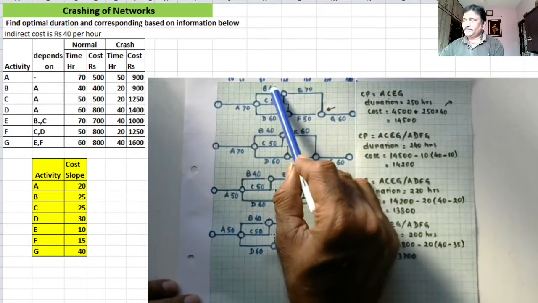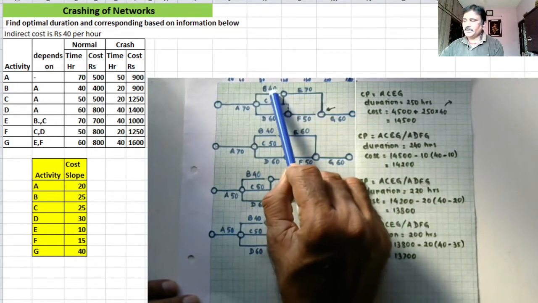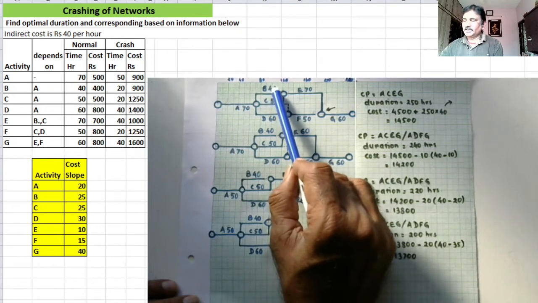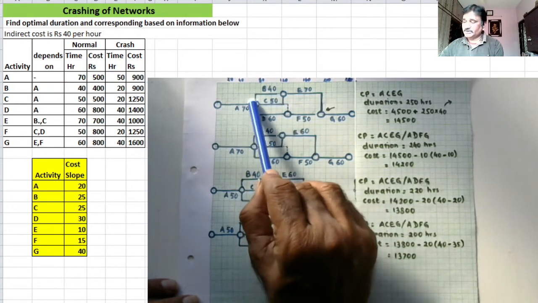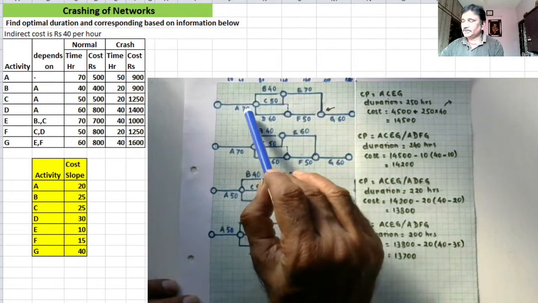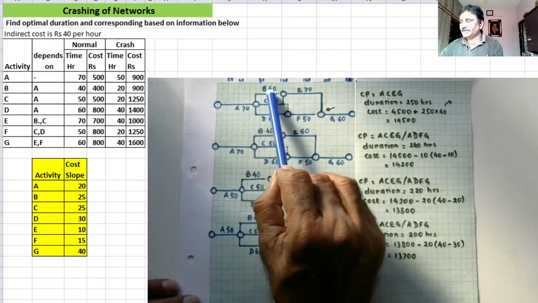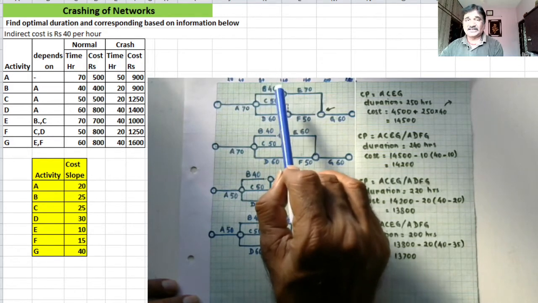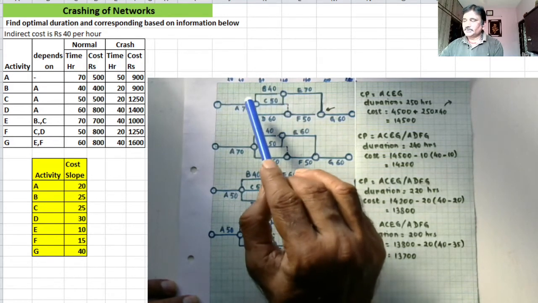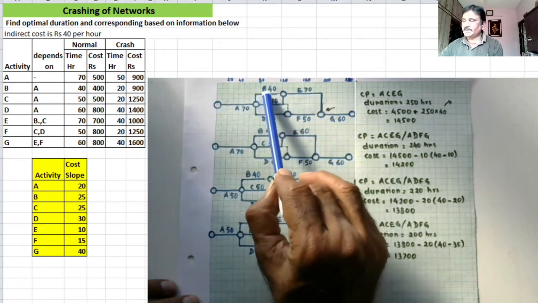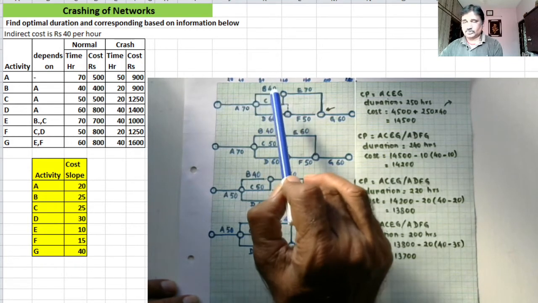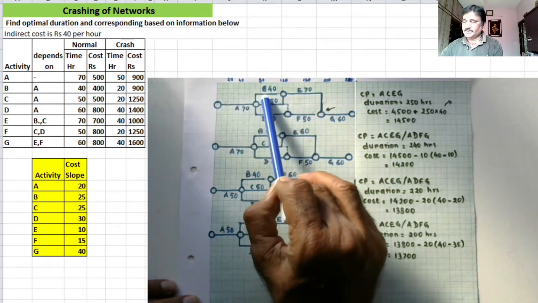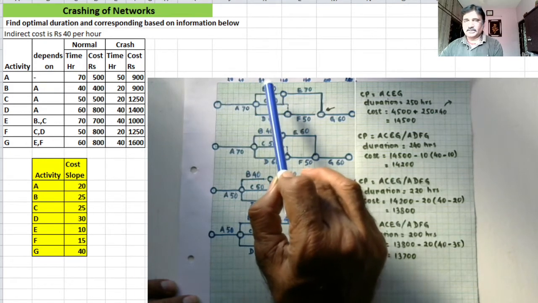For example, if I crash activity B from 40 hours to 30 hours, your project completion duration still will be 250 hours, because this activity is not on the critical path, so it doesn't decide the project completion duration, right? So crashing this activity will be unnecessarily adding the slack here and adding the cost also, because you complete this activity in lesser time, there will be cost addition.